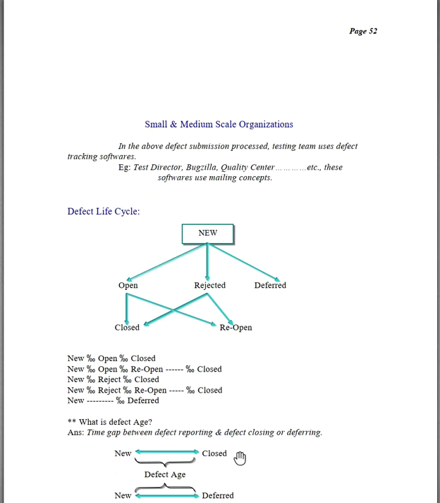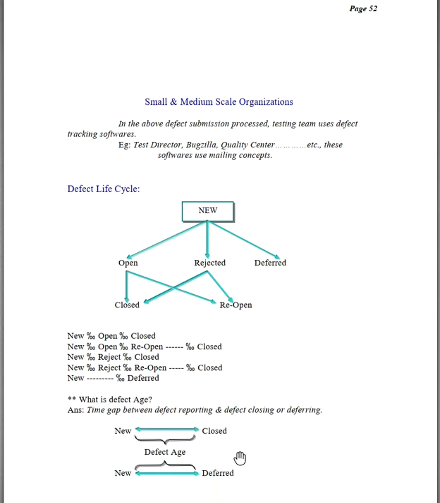In the defect life cycle, you can see there will be new, rejected, or deferred. Rejected means they cannot reproduce it or it's not a defect. Deferred means it will be taken up in a future period. Then it's open, then it will be closed, or if there is an issue, it will be reopened. This life cycle varies by organization, based on how the organization wants it to be.